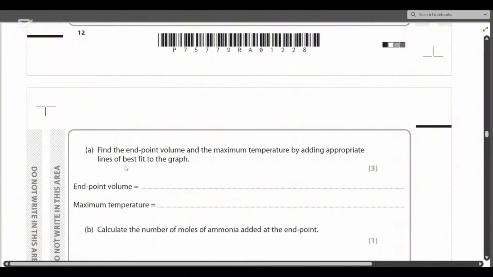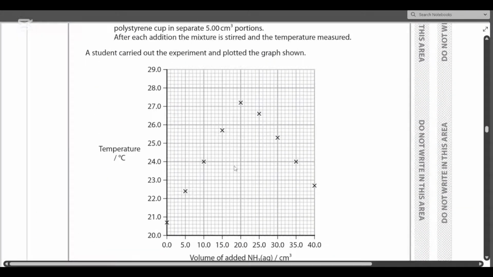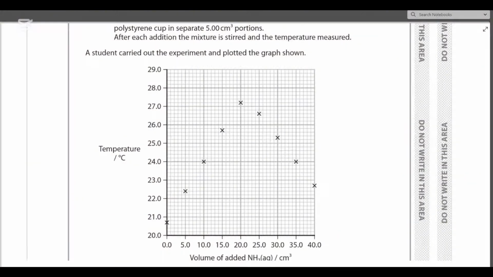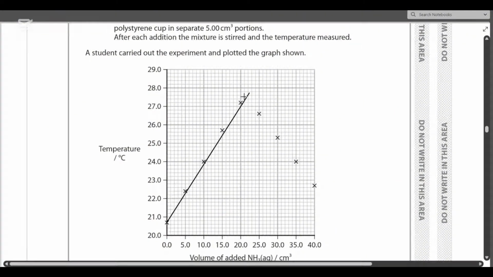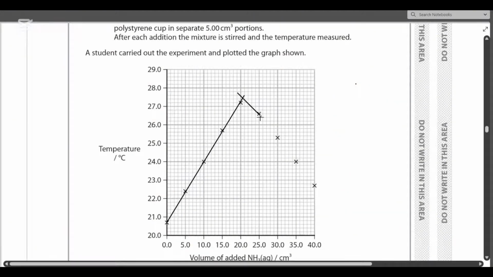Find the endpoint volume and the maximum temperature by adding the appropriate lines of best fit to the graph. First of all, we just need to join these lines, and wherever they intersect, that will be the volume of the endpoint, and of course the maximum temperature reached at that corresponding endpoint. So we can draw a shape something like this right here. And then the first one, again, we draw a shape something like this. Since it's a straight line, we're basically joining all of them out.